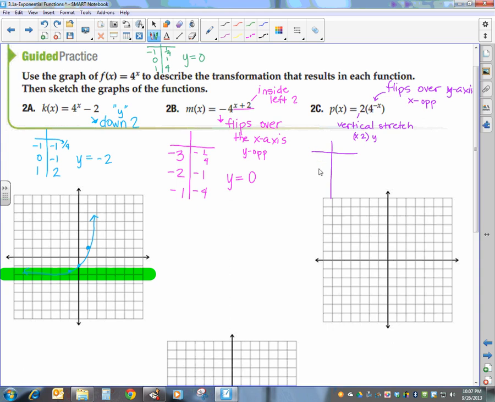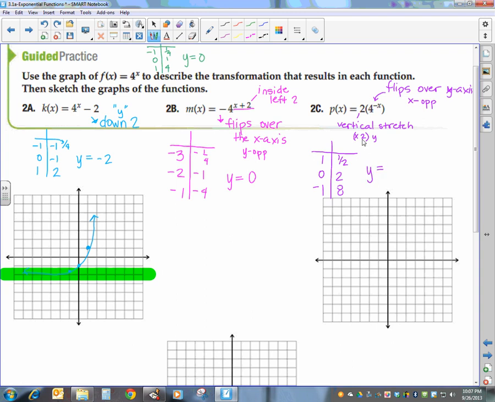Okay, so again, I'm working with my key points up here, and I'm going to say, all right, normally I would have negative 1, 0, 1, but every x has to have the opposite, so it's going to go 1, 0, negative 1. And I multiply each y value by 2. So 1/4 times 2 is 1/2. 1 times 2 is 2, and 4 times 2 is 8. So hopefully you can see that vertical stretch happening.